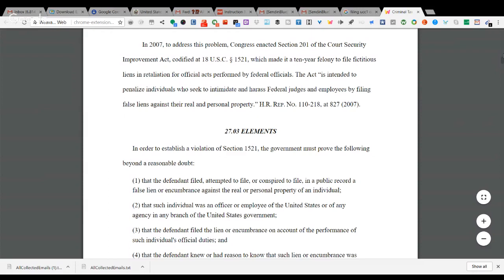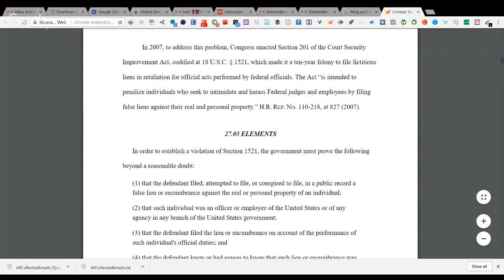So let's continue on this. In order to establish a violation of Section 1521, the government must prove the following beyond a reasonable doubt. Oh wait, did I just skip something? I did. Okay, I'm sorry.